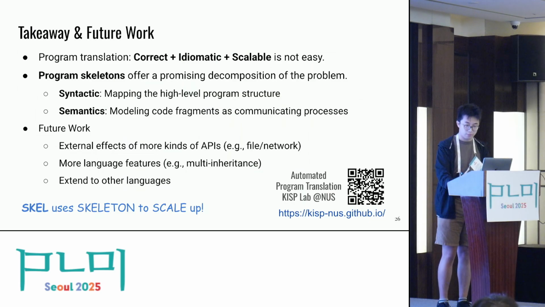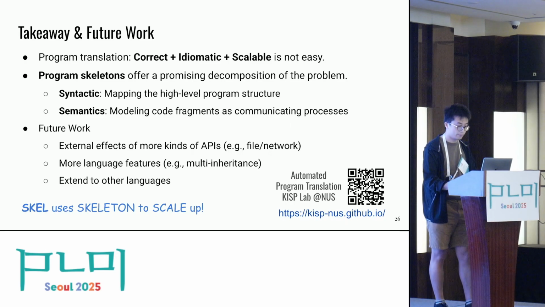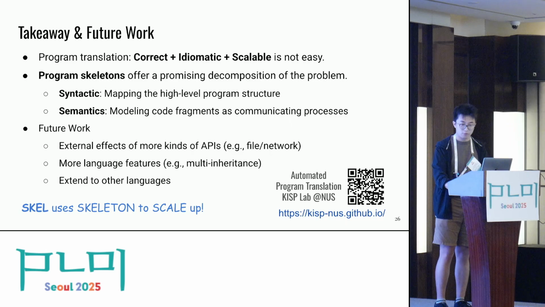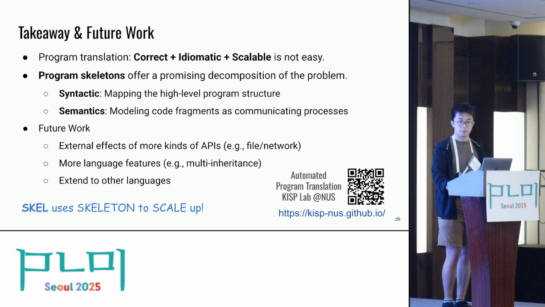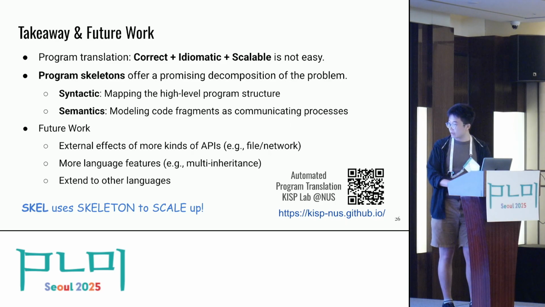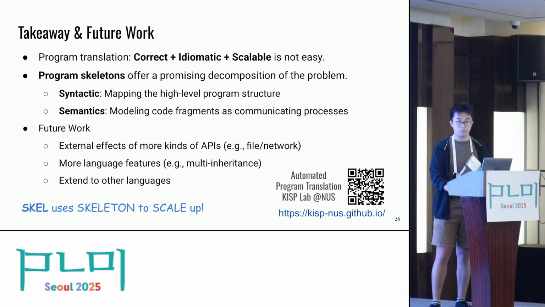Okay, so to summarize, program skeletons offer a promising decomposition of the code translation problem. And there is definitely more work to be done to eventually turn sausages into pigs. For example, we need to handle more APIs, different kinds of external effects, file, network, etc. We also need to support more language features, such as multi-inheritance.